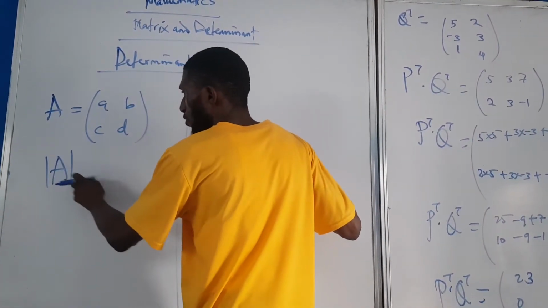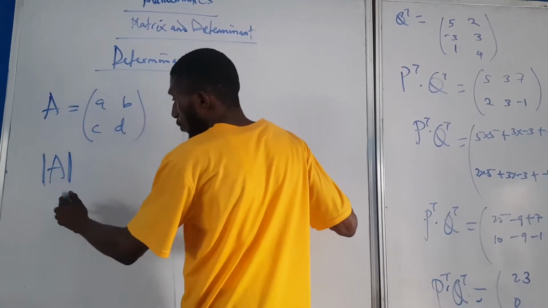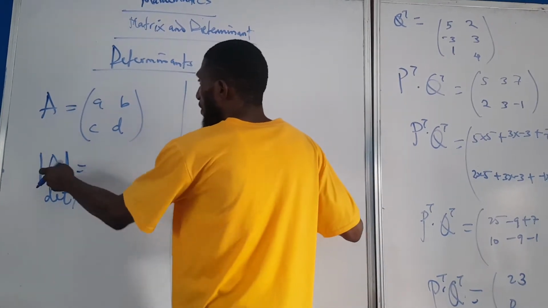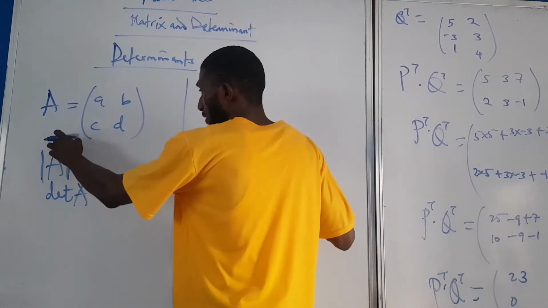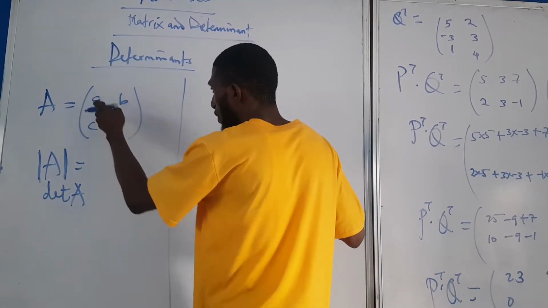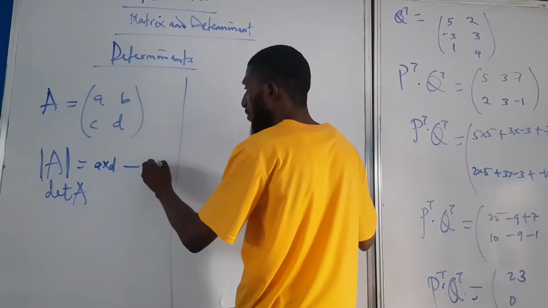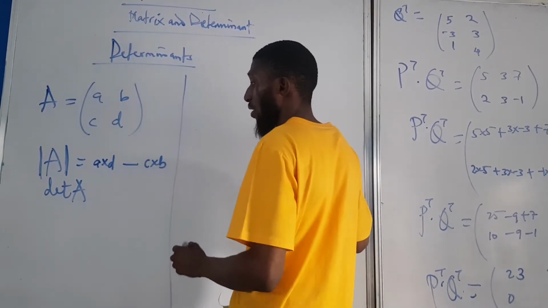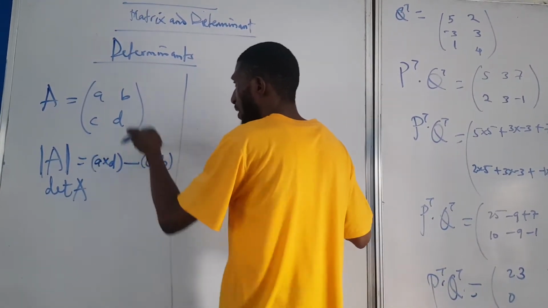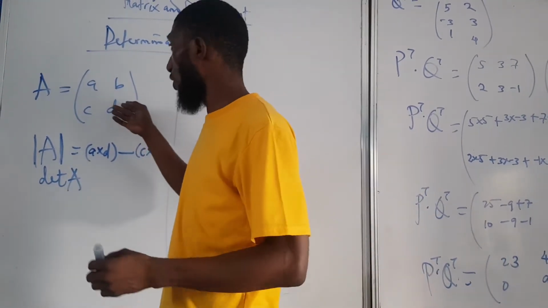We use these two strokes to represent the determinant, or at times they can write det A like this. Then the determinant of A is the same thing as the modulus of A. The determinant is the same thing as this one times this, which is A times D, minus this one times this one, which is C times B, like that. So anything from here is the determinant of these matrices when we are talking about 2 by 2.